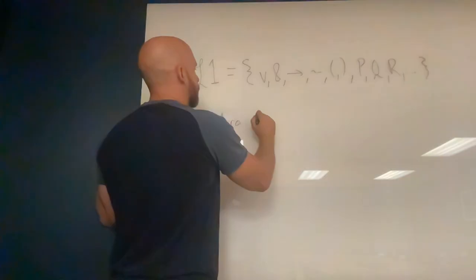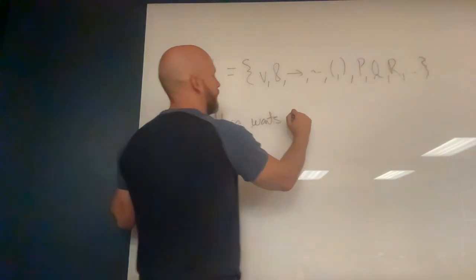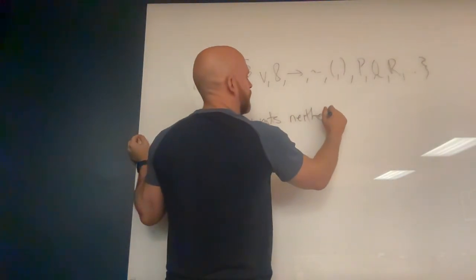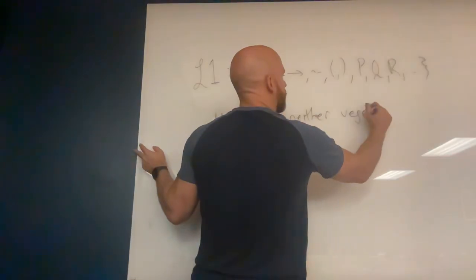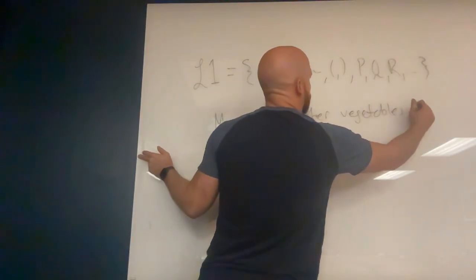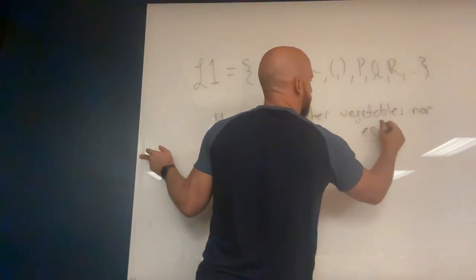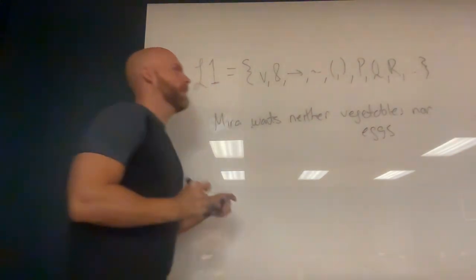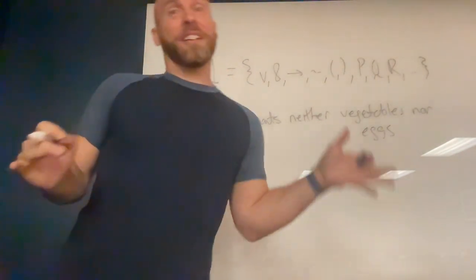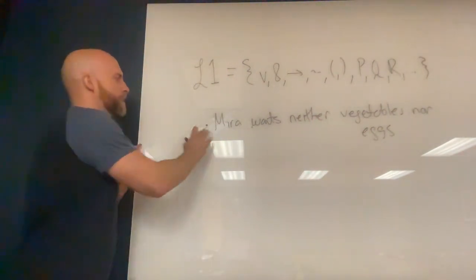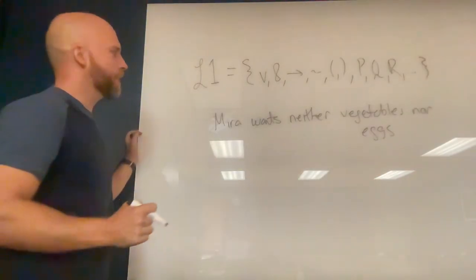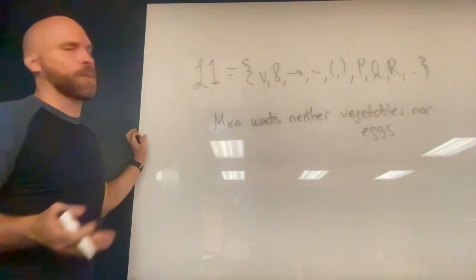Mira wants neither vegetables nor eggs. Now, she doesn't exactly say this, right? She's only 4, but sometimes she will say things very close to neither wanting vegetables nor eggs.